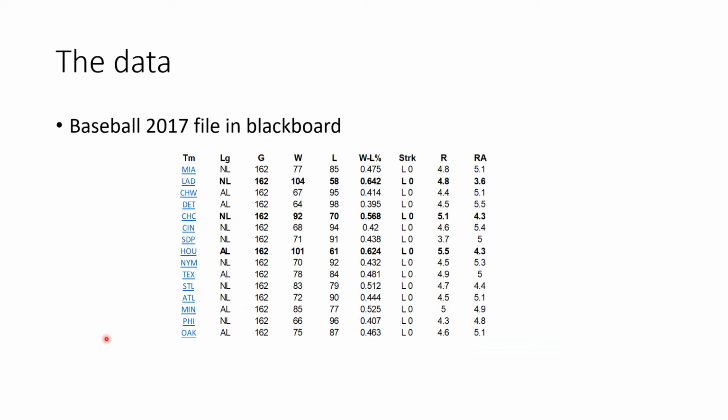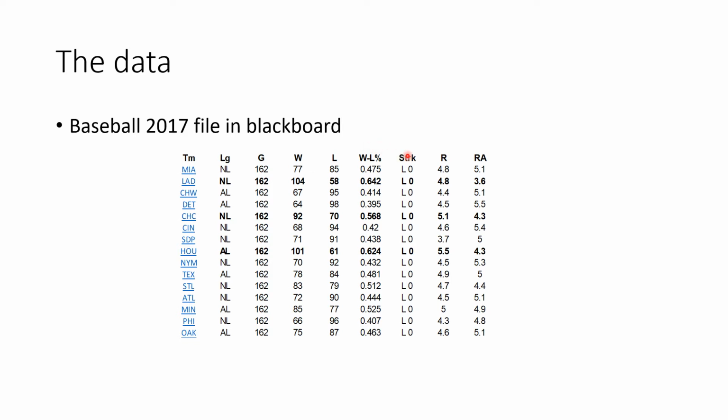So you are provided some data, and this is data from the Major League Baseball season 2017. This file is in Blackboard, and it is attached to an email I'm going to send as well. Here we have a file. These are team names. These are leagues, National and American League. These are the games they played. This is how many they won. This is how many they lost. And this is their won-loss percentage. That is the wins divided by total number of games.